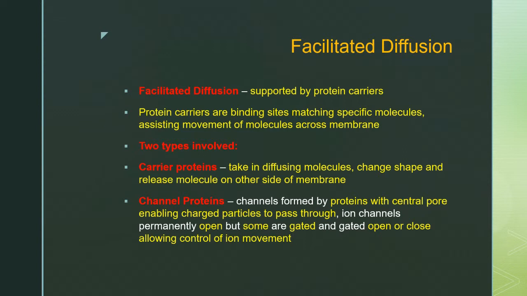You'll have your carrier proteins, which take in the diffusing molecule, change shape and release the molecule on the outside of the membrane. And you'll also have channel proteins, where the channels are formed by proteins with a central pore, enabling charged particles to pass through. Some ion channels will be permanently open, and some will be gated, either open or closed, allowing the control of ion movement.